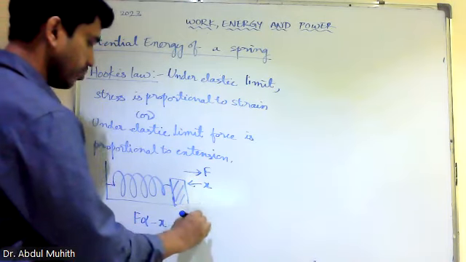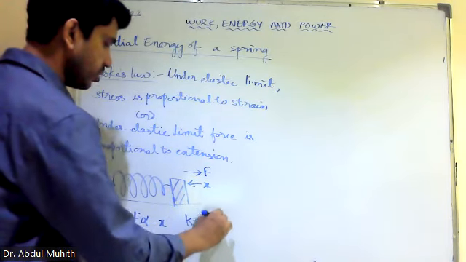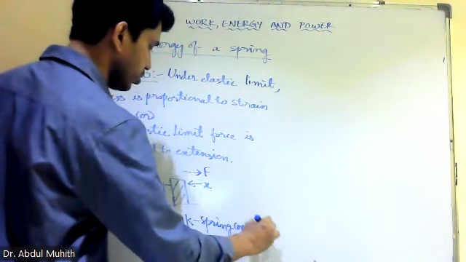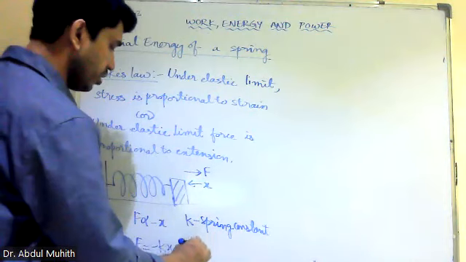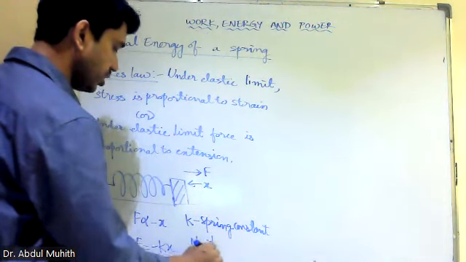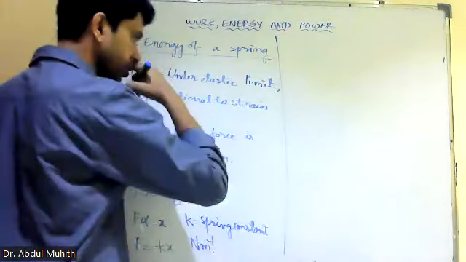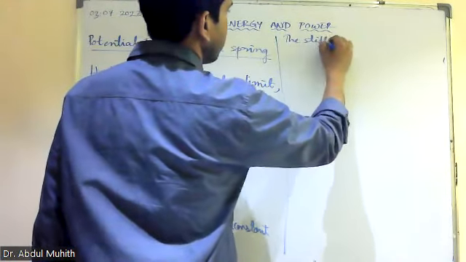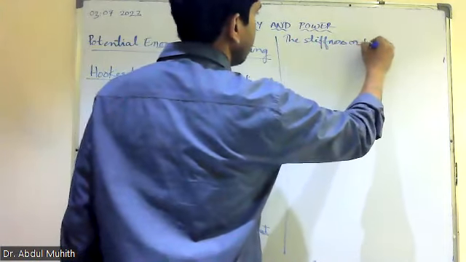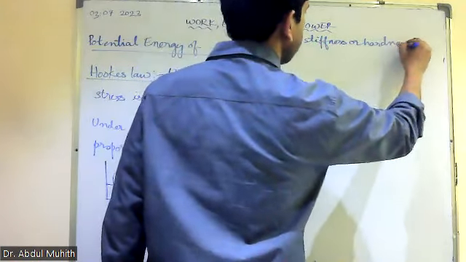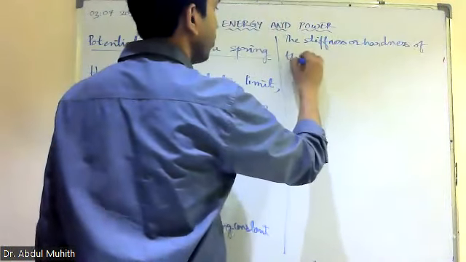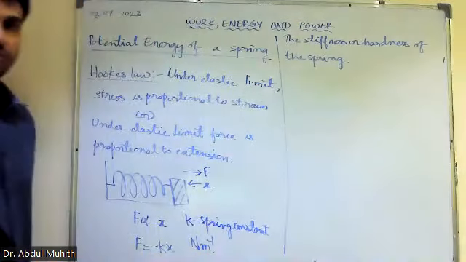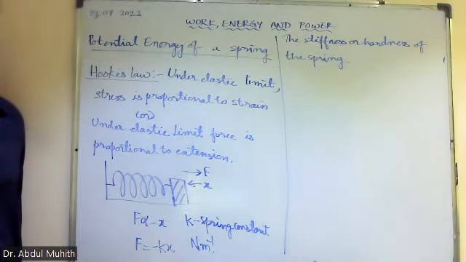Where k is said to be the spring constant. It is measured in Newton per meter. What is a spring constant? Spring constant is the stiffness of the spring. The stiffness or hardness of the spring is known as spring constant.